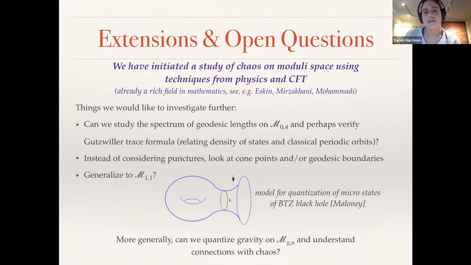So the motivation for studying a moduli space with one boundary is that, one piece of motivation is that you can imagine that in AdS3 gravity, there are a class of solutions known as BTZ black holes. And you can imagine that there are solutions for BTZ black holes where there is some interesting geometry behind the horizon, such as a Riemann surface with one boundary. And use the quantization of the moduli space of this Riemann surface as a model for the microstates of a BTZ black hole. So there's a paper written about this by my collaborator, Alex Maloney. But more generally, we're just interested in the problem of quantizing gravity on the general moduli spaces of Riemann surfaces and understanding connections with quantum chaos.